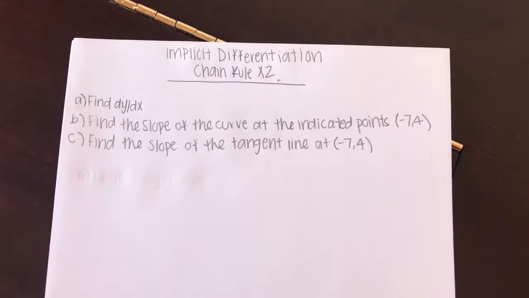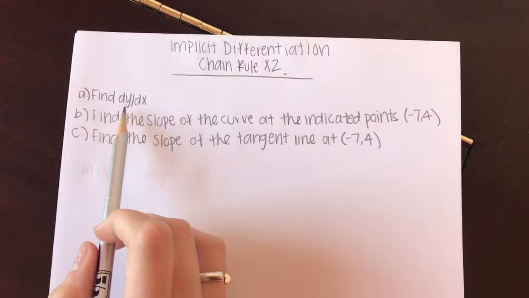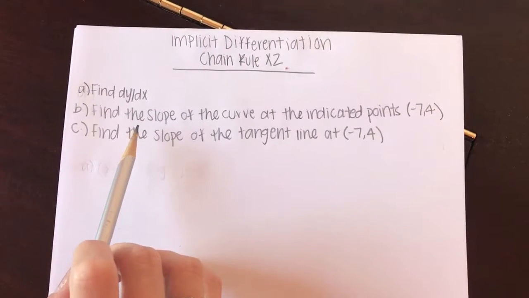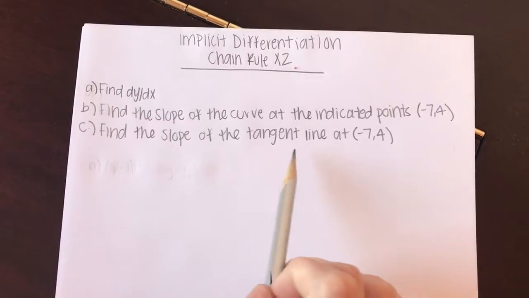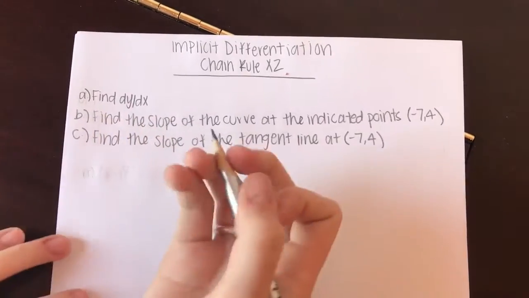So today we're going to be doing implicit differentiation with chain rule twice. So for part A, we're going to have to find dy/dx. B, we're going to have to find the slope of the curve at the indicated point, (-7, 4). C, we're going to have to find the slope of the tangent line at (-7, 4). So to find dy/dx, we have to have an equation.